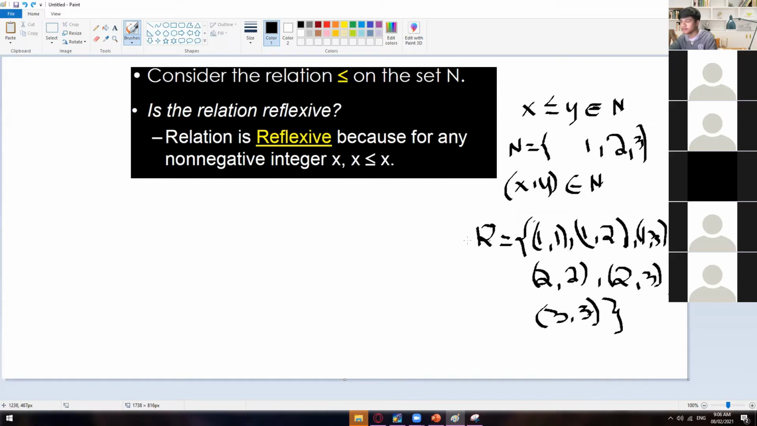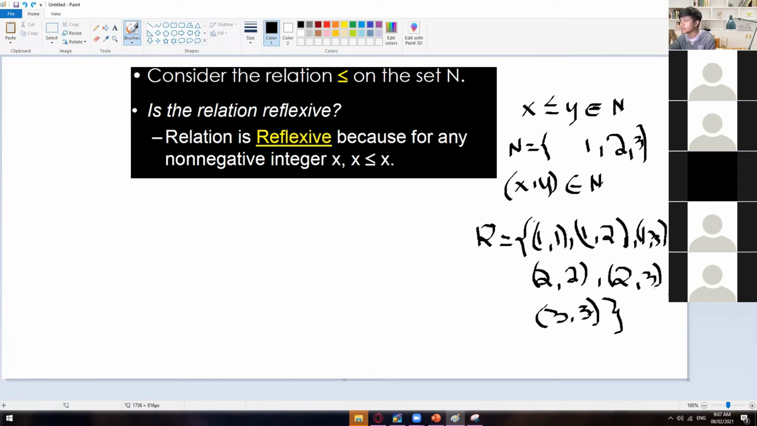Transitive. So this one is also transitive because as you can see right here, we have (1,1), (1,2). We also have (1,2). Okay, (1,2). This one first: (1,1), (1,1), and then (1,3). We also have (1,1), (1,2), and then (2,2). We also have (1,2).